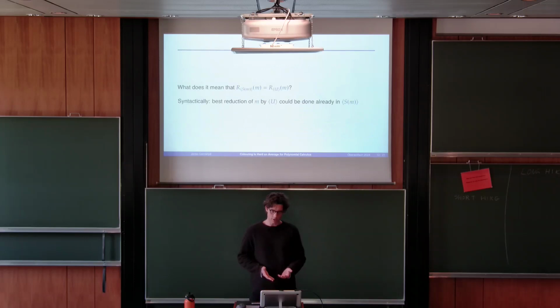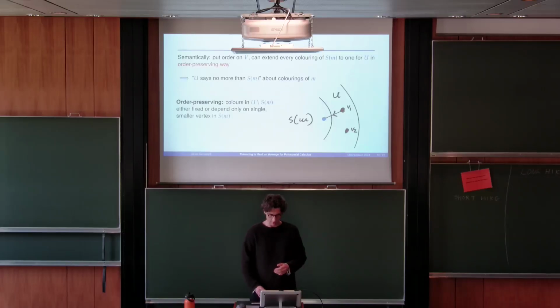But these ideals are talking about colorings on subgraphs of your graph, right? So it should have some more semantic meaning. And that semantic meaning is the following. It's not immediate that this is what results from it. But we're going to inherit some linear order on the vertices, because reduction is always done with regards to some ordering on the monomials. So this translates over to an order on the vertices of your graph. And the task is to be able to extend every coloring of this S of M set to one for the larger set U in some order preserving way.